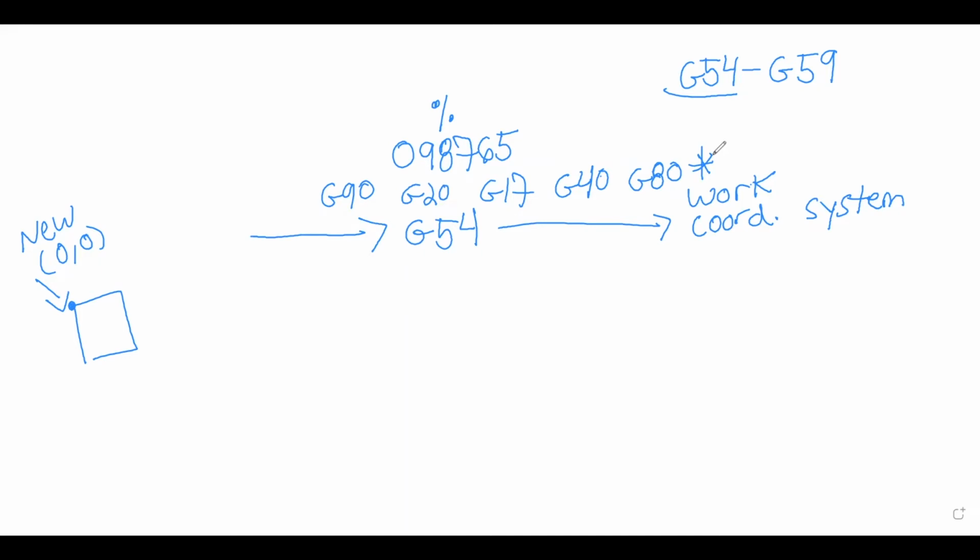So we have the beginning of our program with a percent symbol. We have our program number, our safety line, and now a work coordinate system. The next thing we can do is call up a tool. So this is going to be called up with an M code. I like to write it as following: M06T1. So M06 is a tool change command.